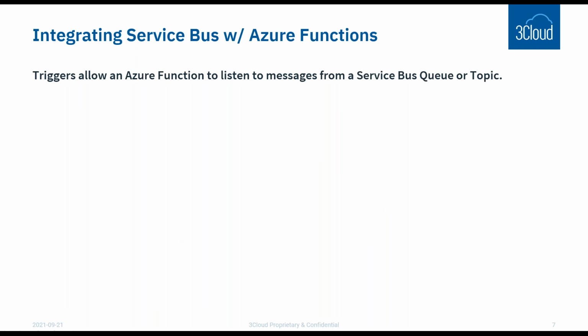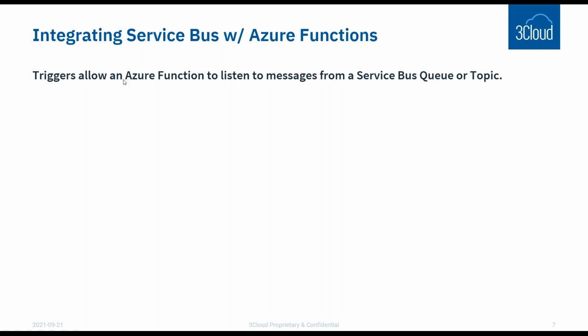Alrighty. So, integrating Service Bus with Azure Functions. I'm going to explain a little bit about how these work, the triggers and the output bindings. This will explain the input and output of how to read from a Service Bus queue with an Azure function and then send to a Service Bus queue.